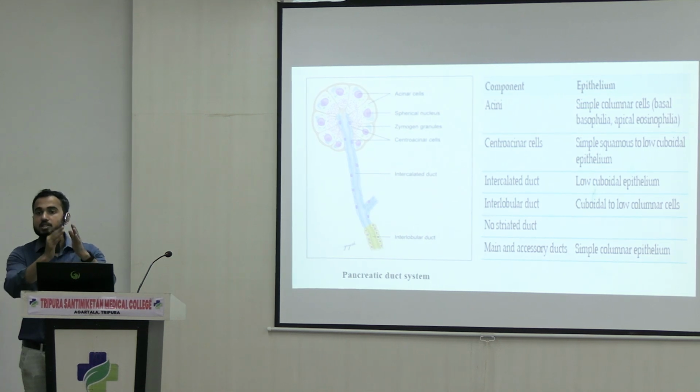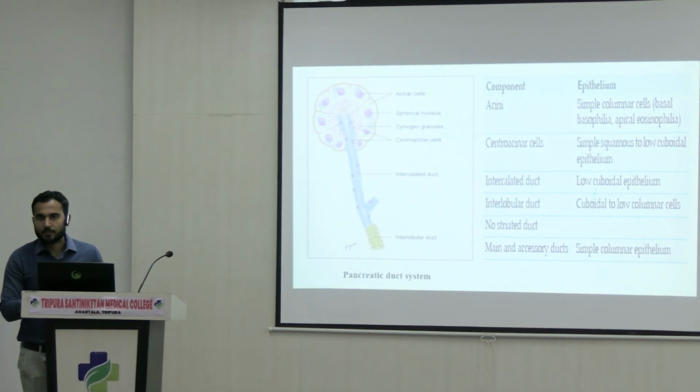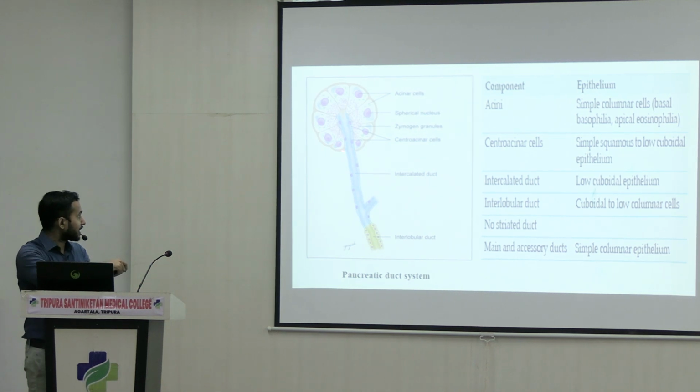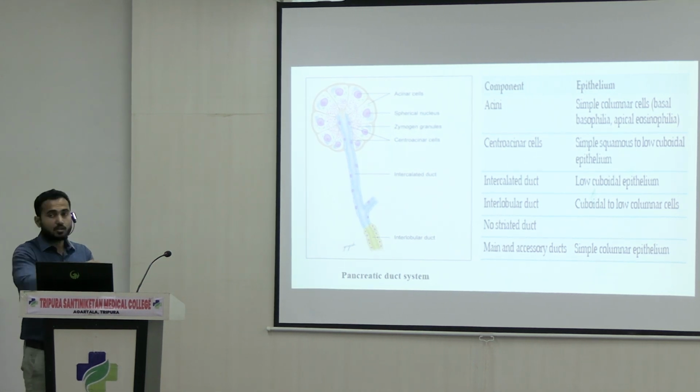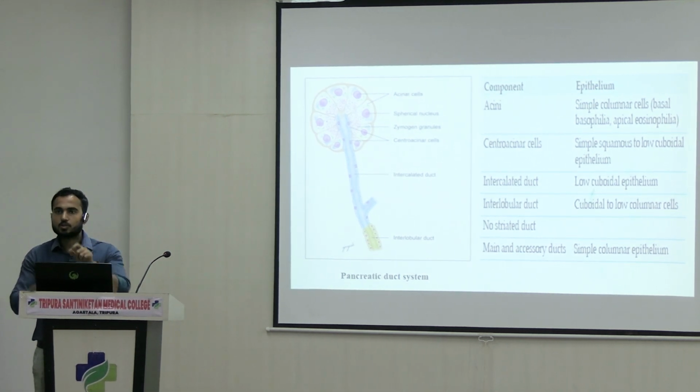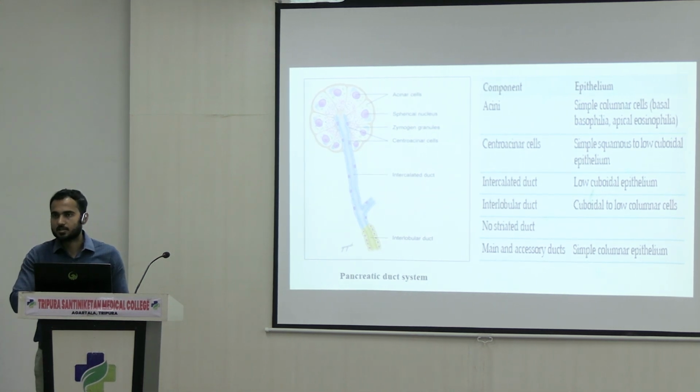Can you see? The duct is going inside the acinus. So this is called invagination of the duct, and it is reaching up to the center of the acinus. As you can see, this is the duct. Okay, so at the center, the duct cells which are present are called centroacinar cells.